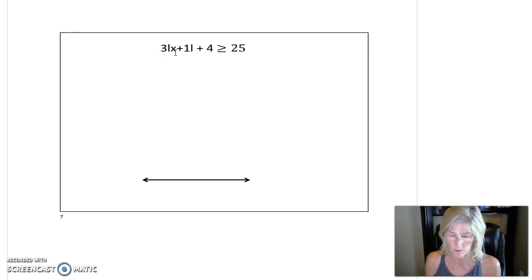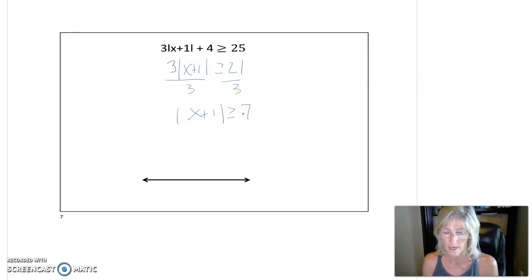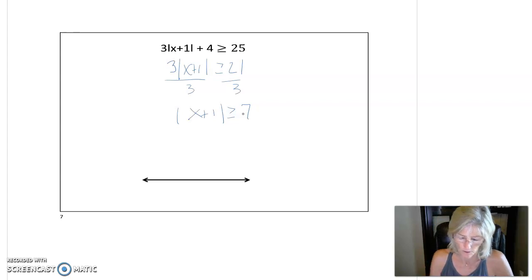The absolute value is not by itself. Again, we do not touch anything in here. So I'm going to subtract 4. Again, I do not distribute the 3. I divide the whole side by 3, and I get x plus 1 is greater than or equal to 7. Now I'm ready to split it into two equations.